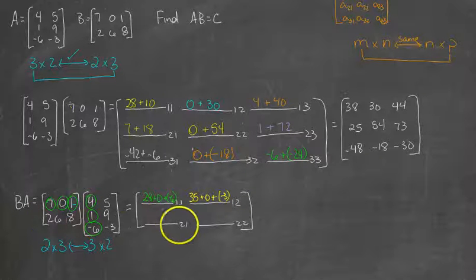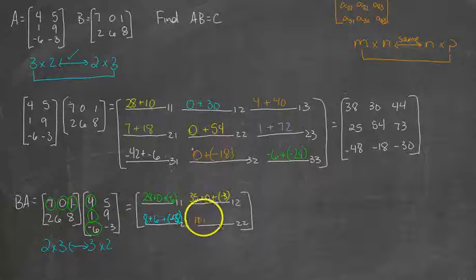All right. Second row, first column. So 4 times 2 is 8, plus 1 times 6, 6, plus 8 times negative 6 is negative 48. And last but not least, second row, second column. 2 times 5 is 10, plus 6 times 9 is 54, plus 8 times negative 3 is negative 24.